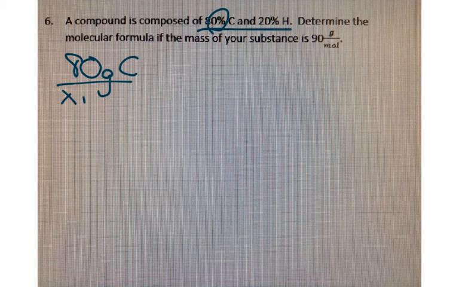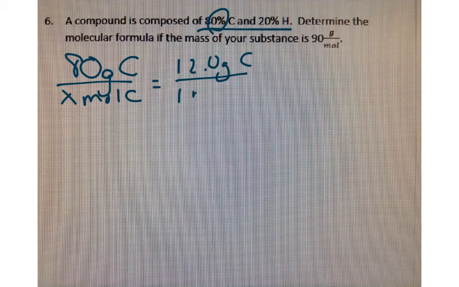Okay, proportionally, I want to figure out how many moles that is, where it's proportionally the same as the molar mass of carbon, which is 12.0 grams for every 1 mole of carbon. When I cross multiply, I get 6.67 moles of carbon.